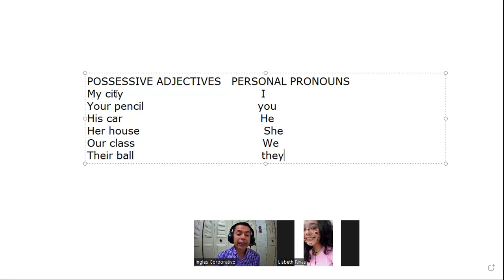Entonces, si se fija, my, your, his, her, our y their indican posesión. Y estos van en equivalente a los pronombres personales. ¿Sí? Pero debe tomar en cuenta dos cosas. Número uno, que primero va el adjetivo, siempre, ¿verdad? Esa es la regla que aprendimos ahora. Luego va el nombre. Quiere decir que los adjetivos van precediendo al nombre, ¿sí? My city, your pencil, his car, her house, our class, their ball.